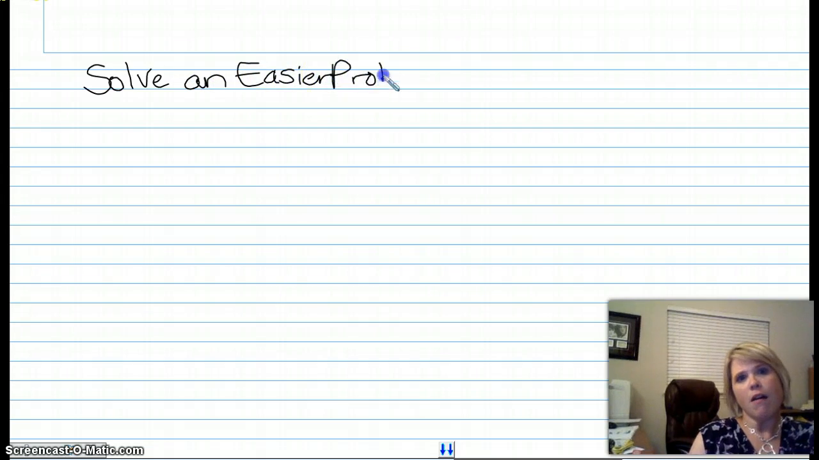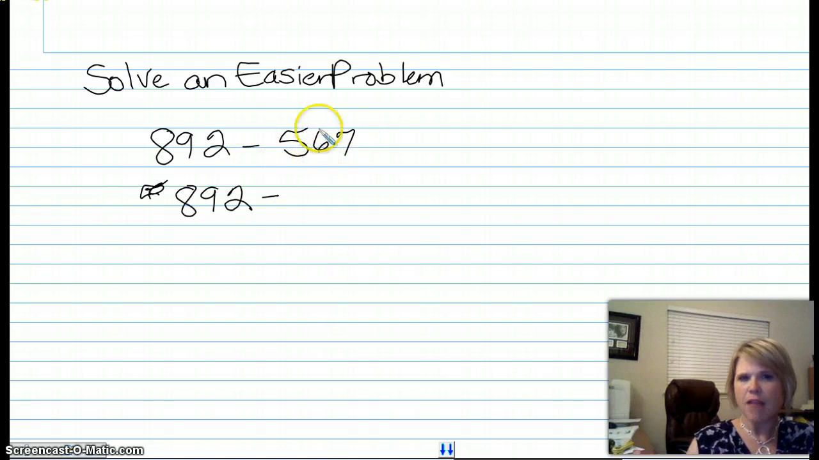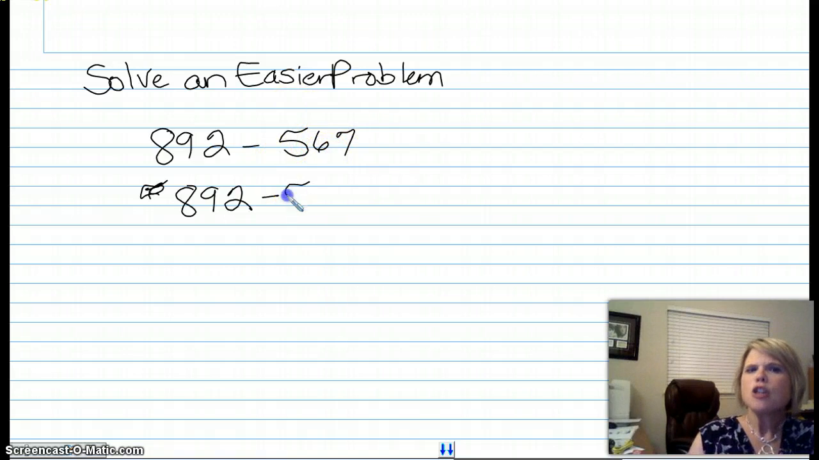All right. Solve an easier problem. This one's not always going to work for some problems. Okay, so we had 892 minus 567. Here's what you want to do. Do you see that this is real close to 570? How close to 570 is it? It's 3 away, right? So if we took away 570, could you do that in your head?